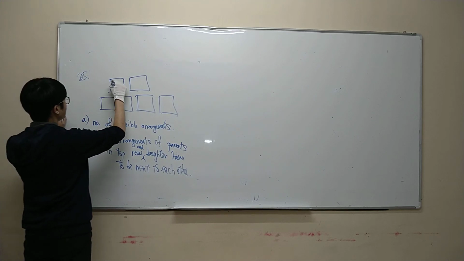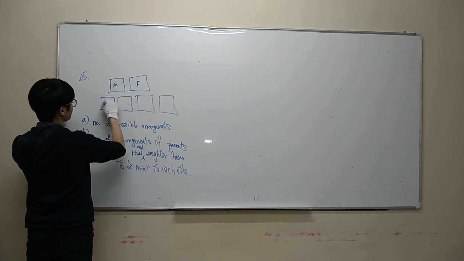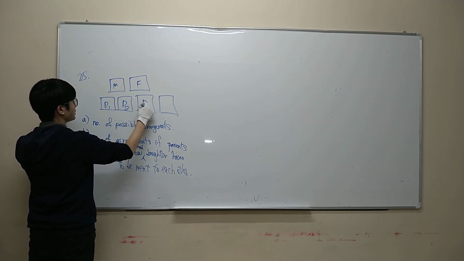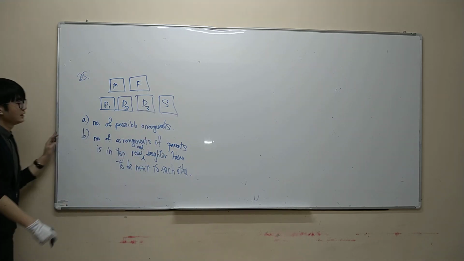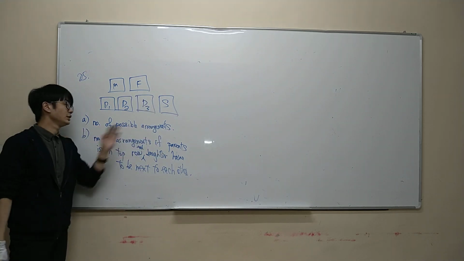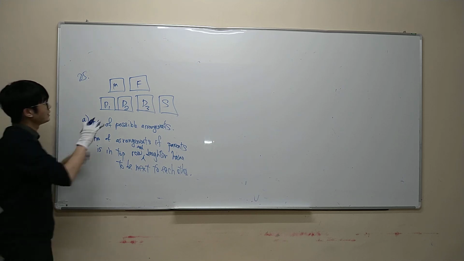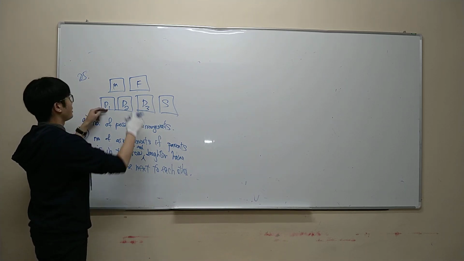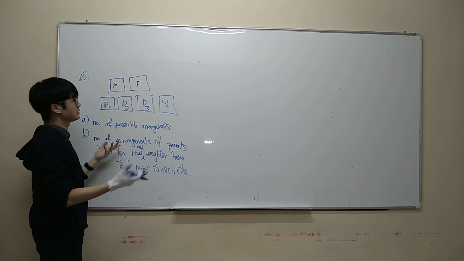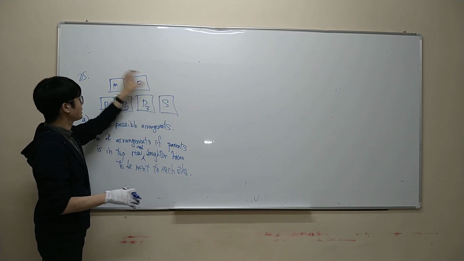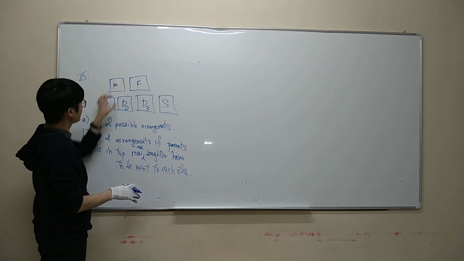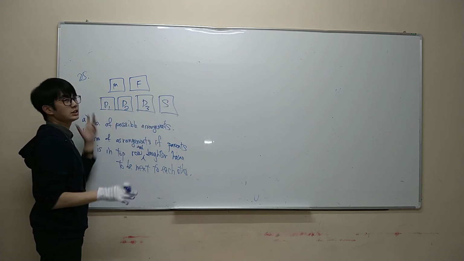So you have mother, father, daughter number 1, daughter number 2, daughter number 3, and son. They want you to find the number of possible arrangements. Here it means that there is no restriction. Meaning mother on top is fine, mother at the bottom is fine, like any arrangement. That includes anything. Like son on top, son at the bottom, son can be here. So no restriction, no condition.